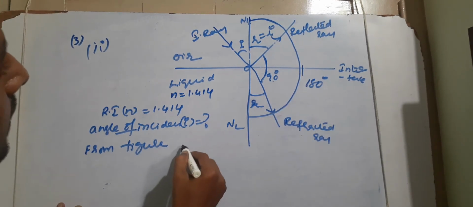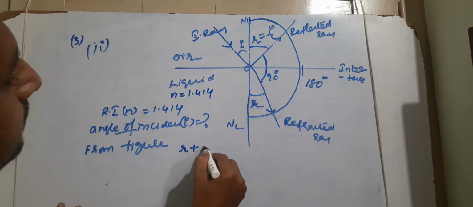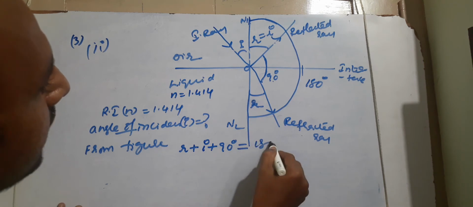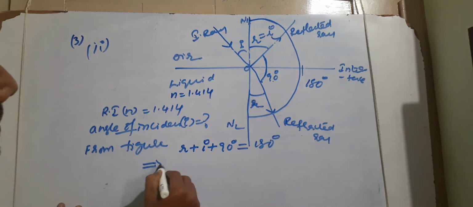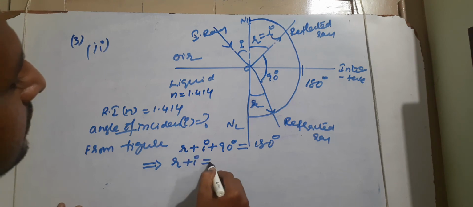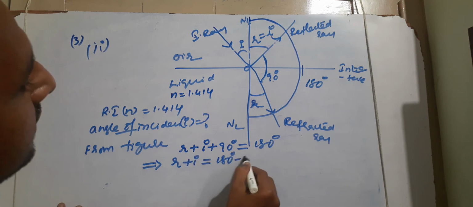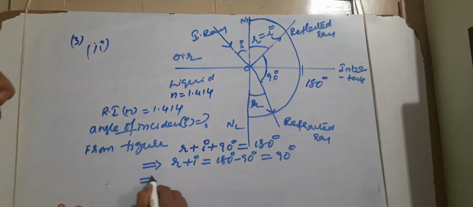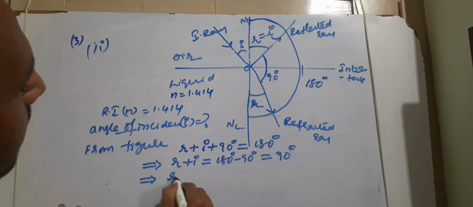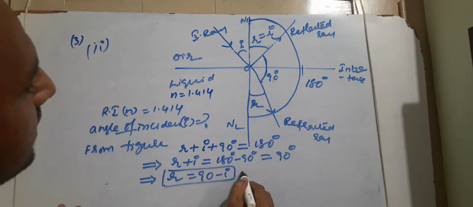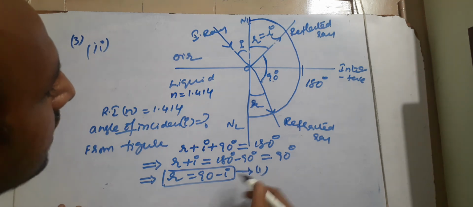So R plus I plus 90 is equal to 180 degrees. This implies R plus I is equal to 180 degrees minus 90 degrees, which is equal to 90 degrees. Then R is equal to 90 minus I. It is equation 1.